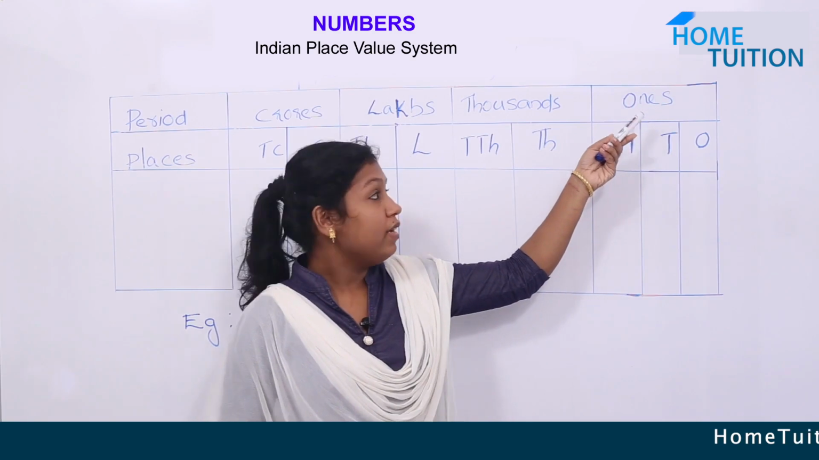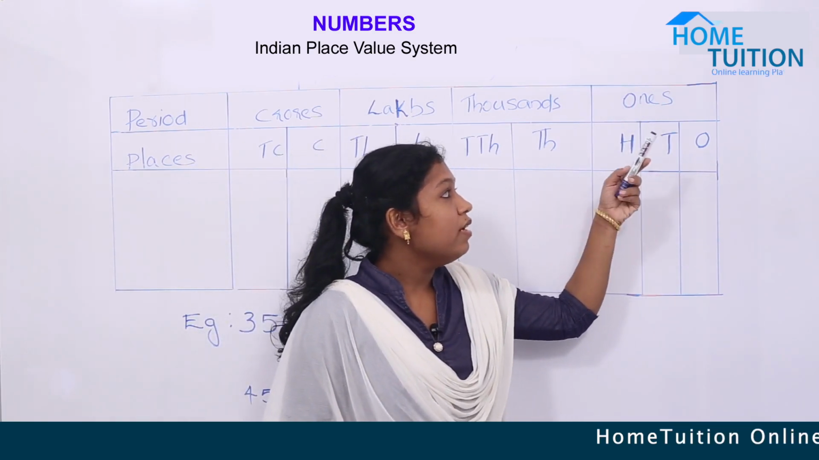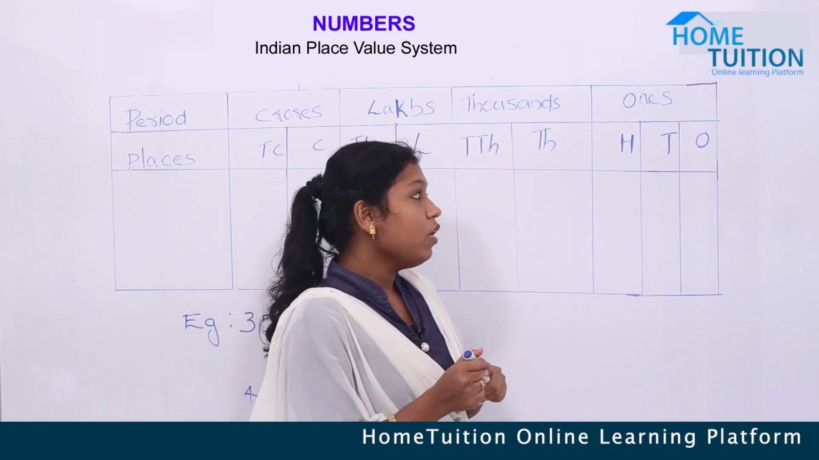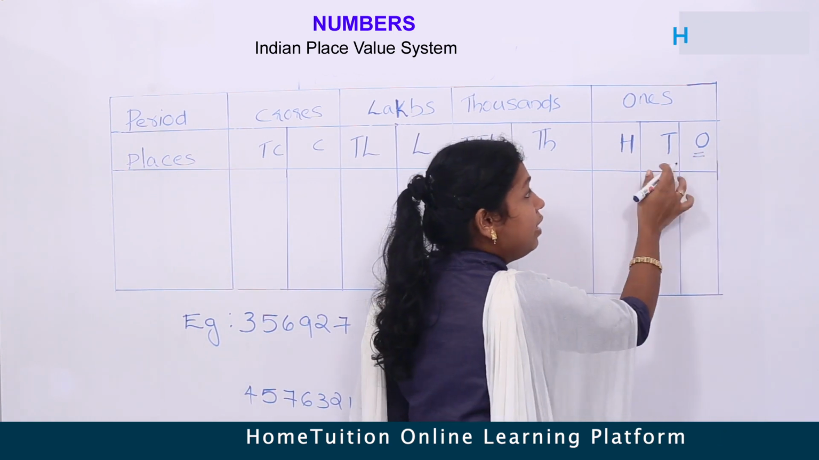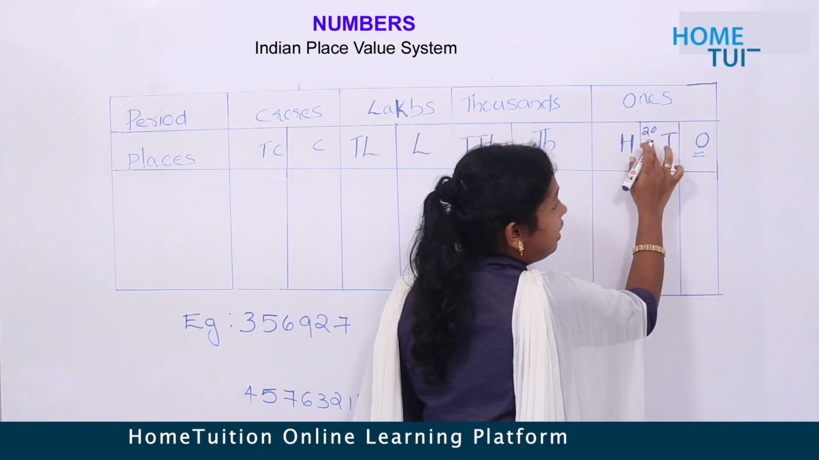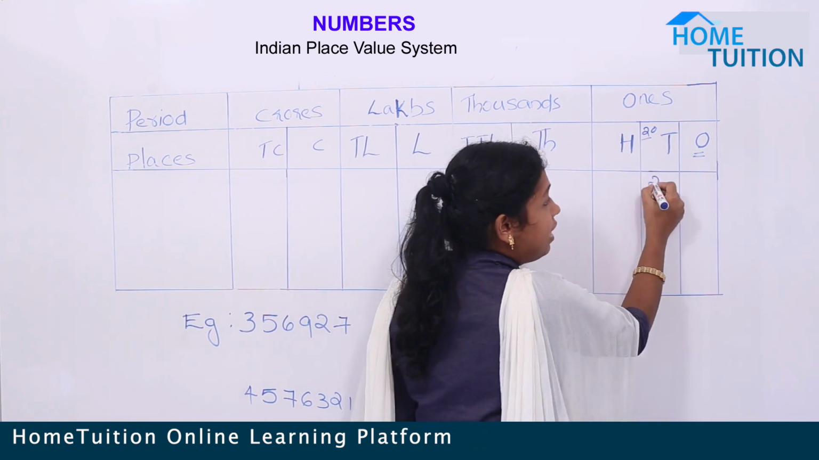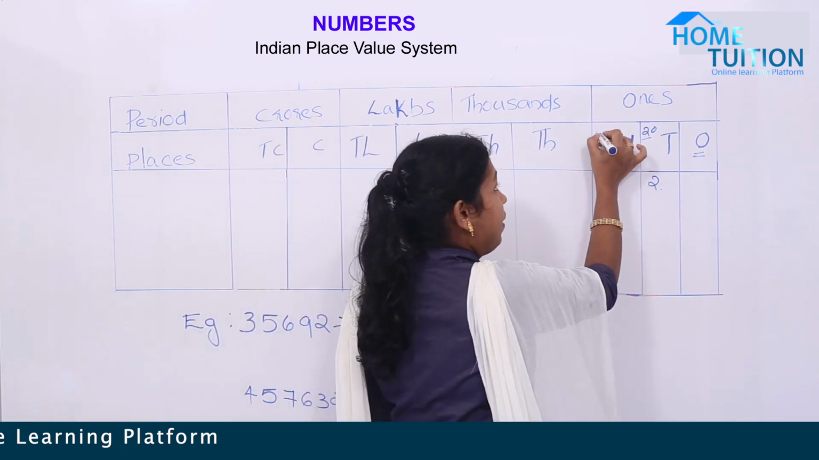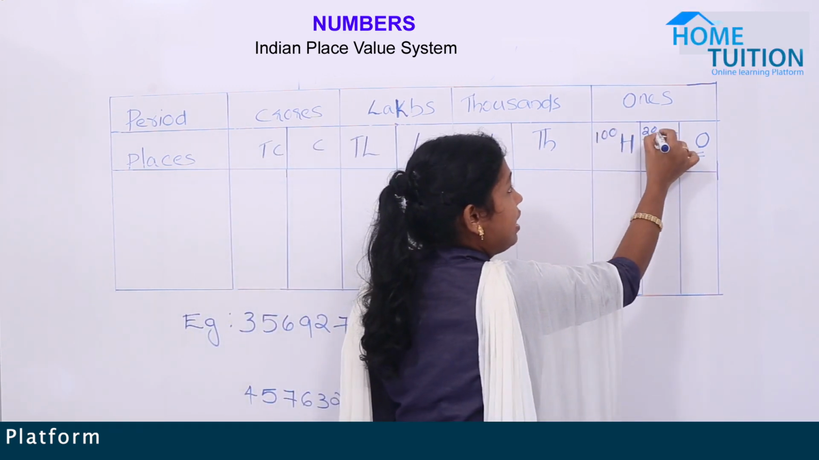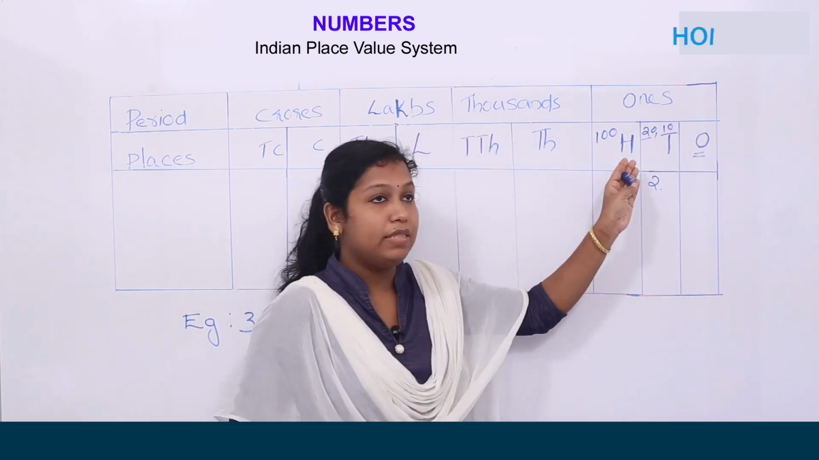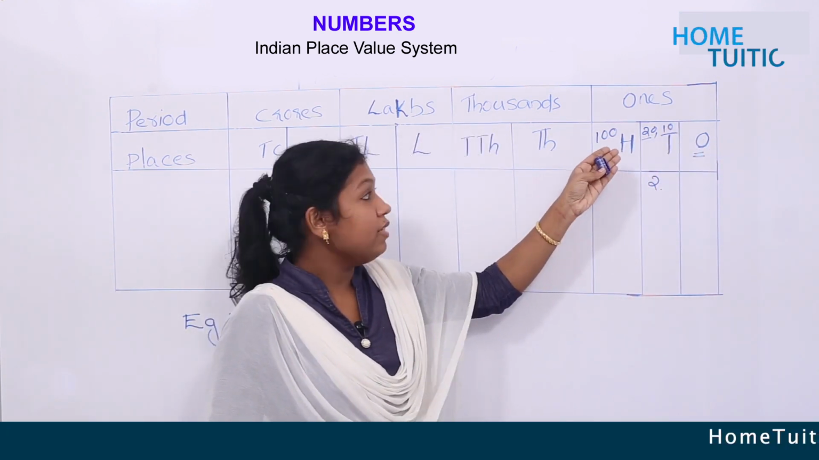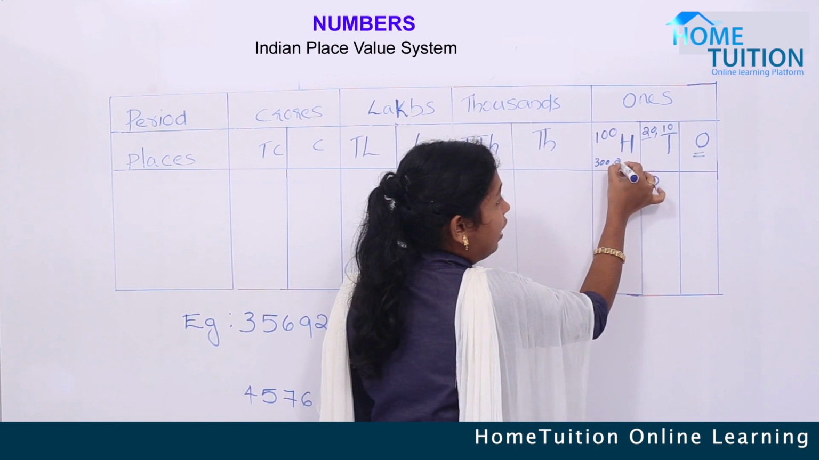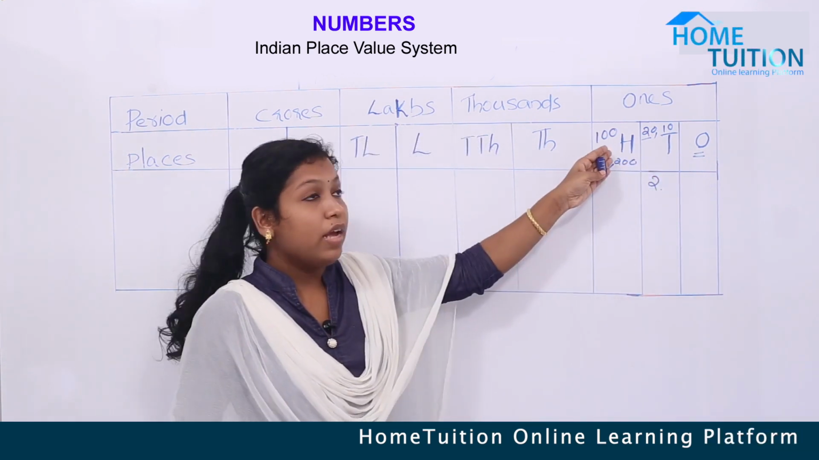In the first period there are three places: ones, tens and hundreds. Ones is the same number. In the tens place, like 20, the 2 is written here. Then the hundreds place has values like 100. So 20, 10, 30 and so on are in the tens place, and we can write 300, 200 and so on in the hundreds place.